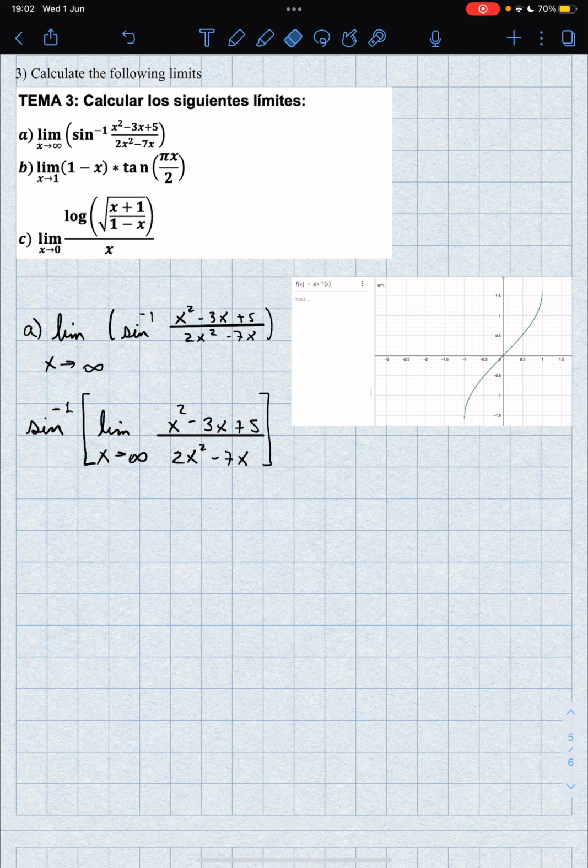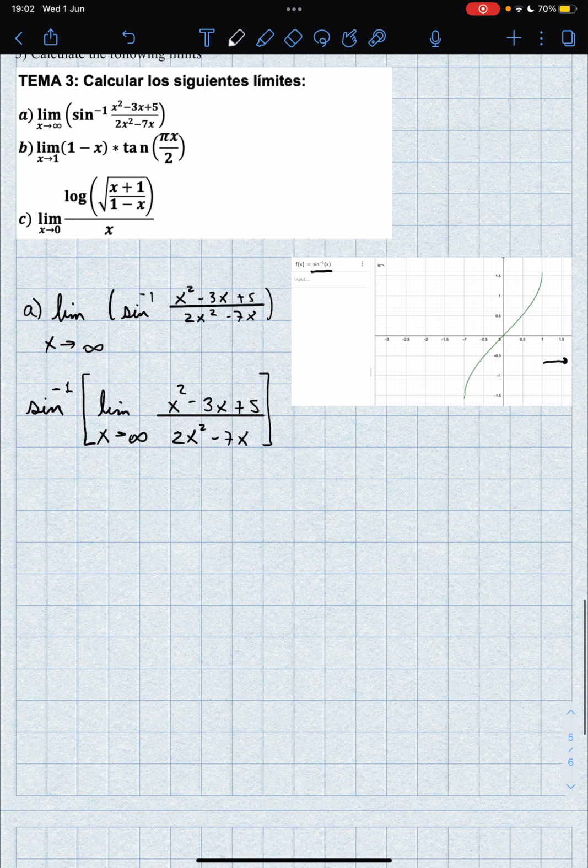So now we need to stop one moment and try to analyze what we are doing, right? We need to calculate the limit when x goes to infinity. Here I have a capture of the function sine to the minus 1, the inverse of the sine. So if we want to understand what happens beyond infinity, if we go over here, the function is not defined, right? So we have a problem here, okay?